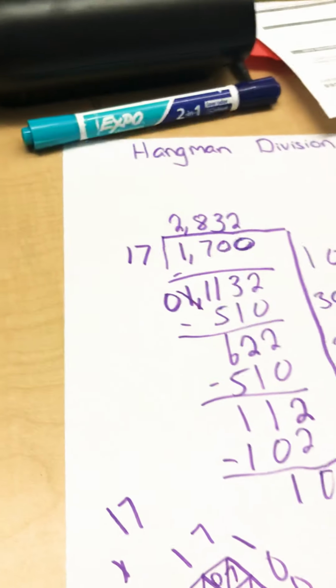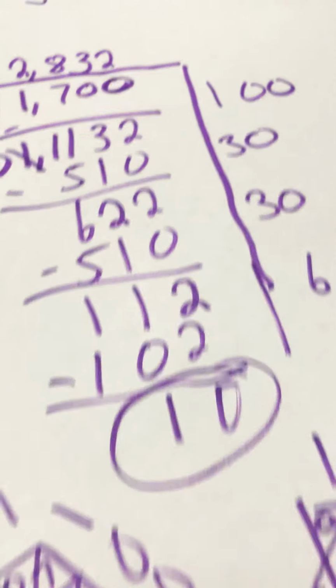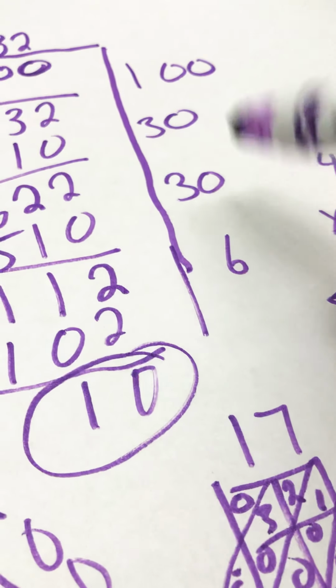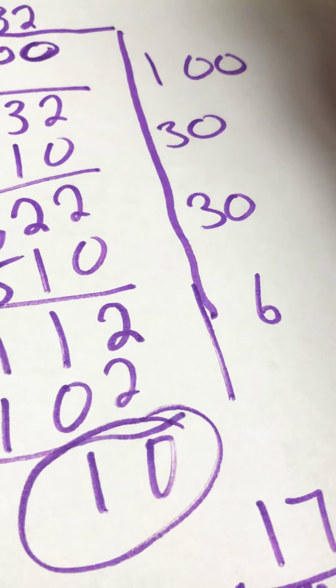Is 10 less than 17? Yes. So 10 is going to be our remainder. But we're not done. We have to add up all of our partial quotients on the side. So we have 100 plus 30 is 130, plus 30 is 160, plus 6 is 166.